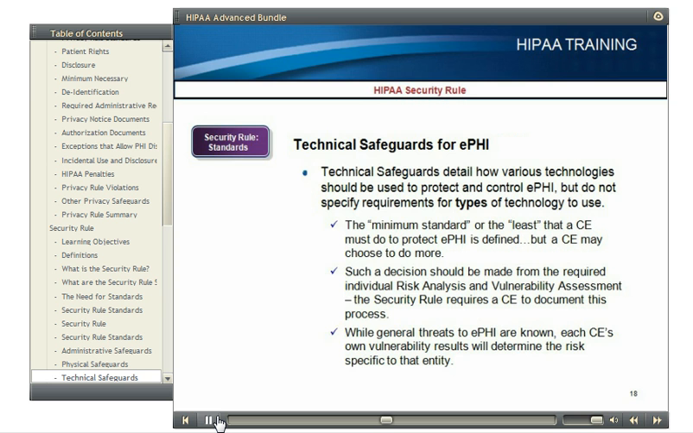Technical safeguards for EPHI. Technical safeguards detail how various technologies should be used to protect and control EPHI, but do not specify requirements for types of technology to use. The minimum standard, or the least that a CE must do to protect EPHI, is defined, but a CE may choose to do more. Such a decision should be made from the required individual risk analysis and vulnerability assessment. The security rule requires a CE to document this process. While general threats to EPHI are known, each CE's own vulnerability results will determine the risk specific to that entity.